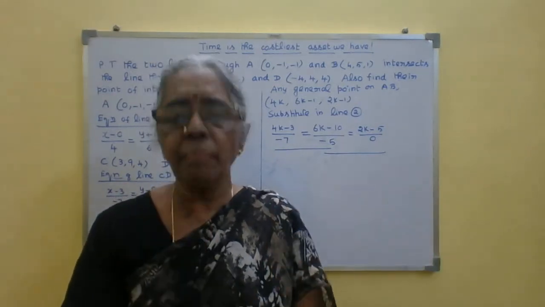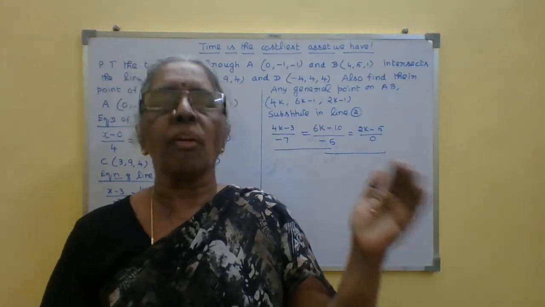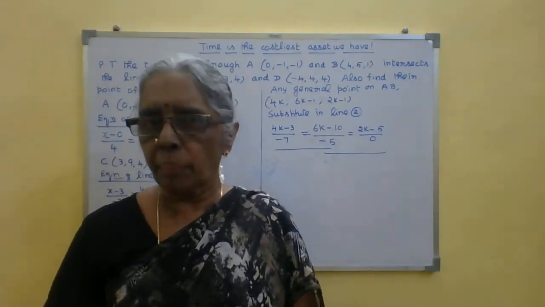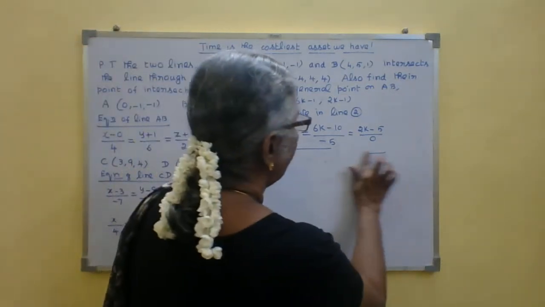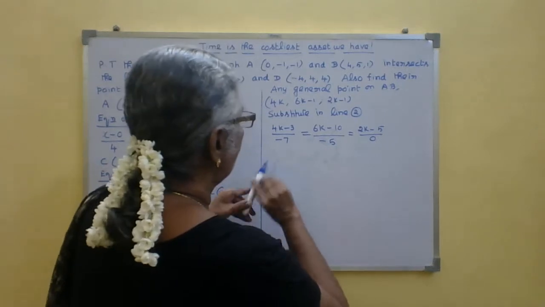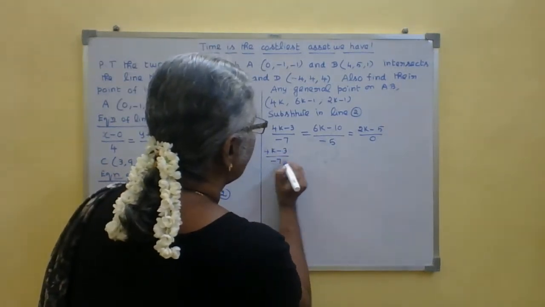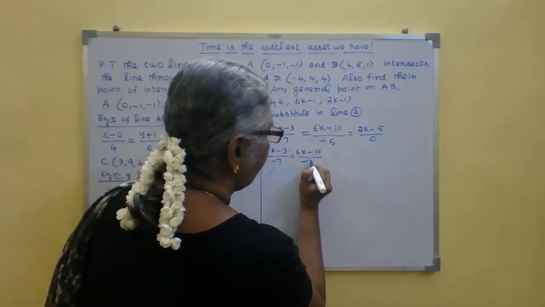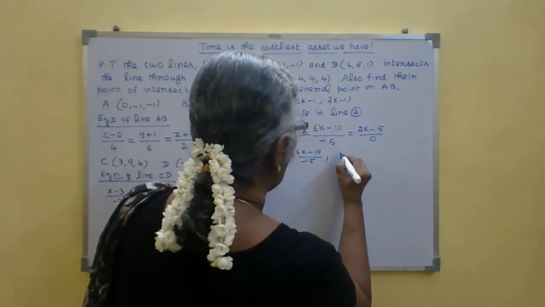If I get the same k value, that means for that particular value of k, the point is a common point for both. That is what I am going to do. Okay. So now first let me take these two. I will write (4k minus 3) by minus 7 is equal to (6k minus 10) by minus 5, right? So let me cross multiply now.